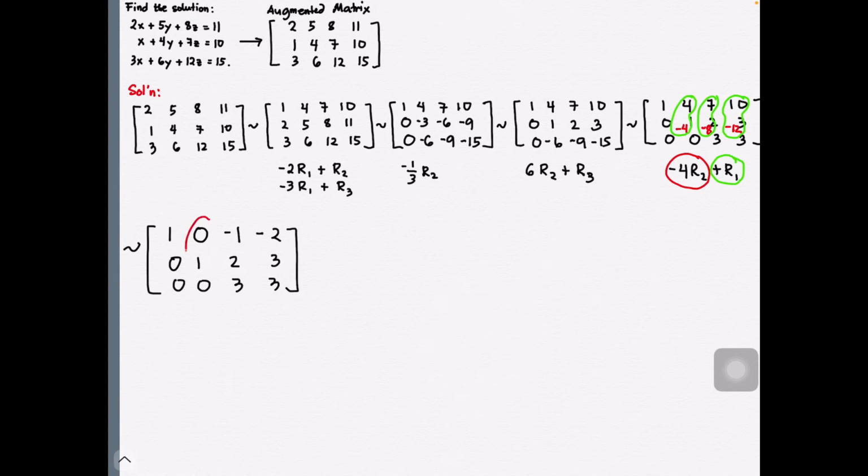Our second column now has just the leading one, and the rest of the entries in that column are zeros. Thus, we can now proceed to the third column and have 1 as a leading one in the third row, and have the rest of the entries in that third column be 0. And yes, to make 3 a positive 1, we just have to multiply that by 1/3.